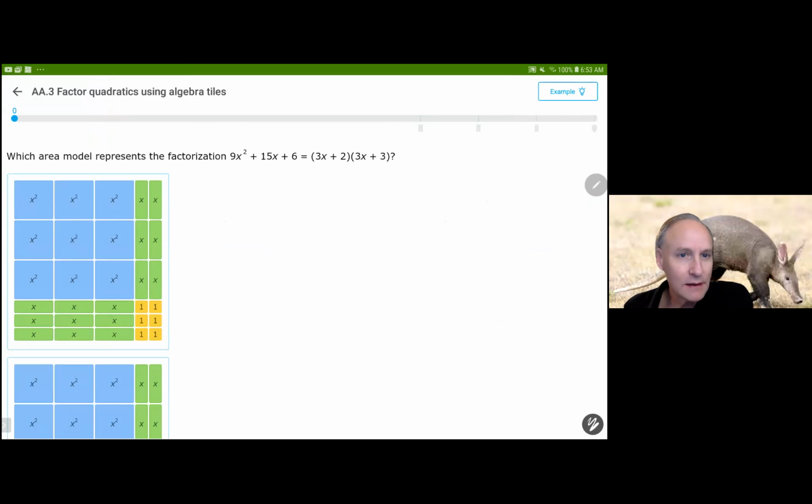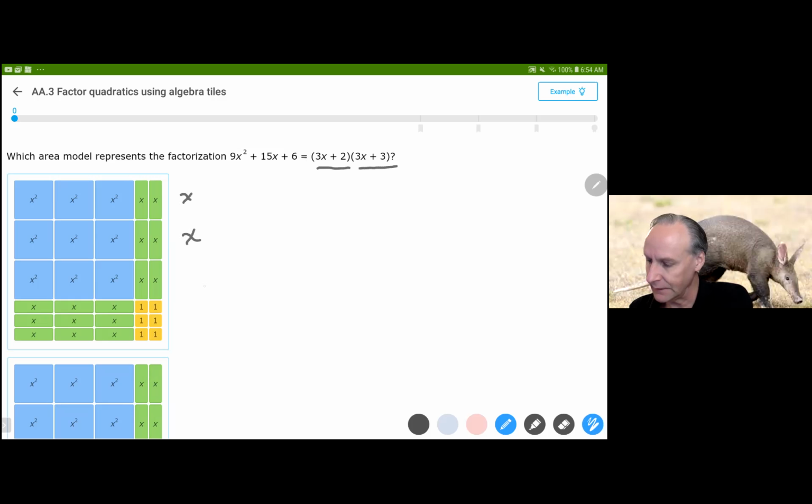So they want us to find 3x plus 2, which is going to be one of the dimensions. We call these the dimensions, the length and the width of the rectangle. And the 3x plus 3 is going to be the other dimension. Well, notice that there is an x, an x, an x, a 1, a 1, and a 1. This is 3x plus 3 on this side. And this side over here has 3x's plus 2, which is exactly what we were looking for.